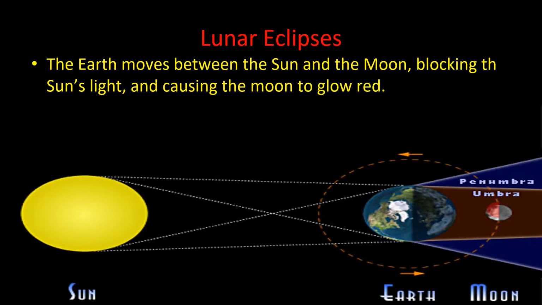Look at the lunar eclipse first. The Earth moves between the Sun and the Moon, and the Earth prevents the Sun's rays from hitting the Moon. This creates a red glow so the Moon doesn't completely go dark.